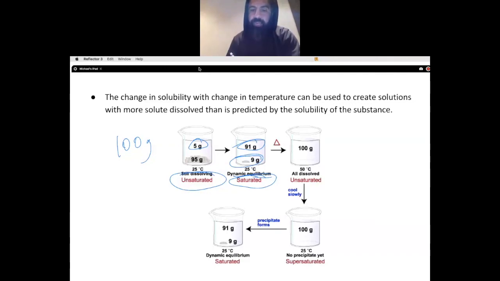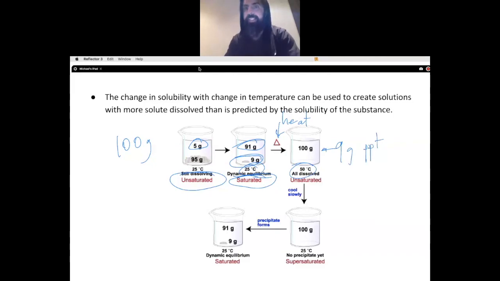Now, what happens here is I'm adding heat. And so I'm all of a sudden increasing the temperature from 25 degrees Celsius to 50 degrees Celsius. Because remember what we said earlier, if we increase the temperature, we are allowing more solids to dissolve. So the remaining 9 grams of precipitate has dissolved with the higher temperature.